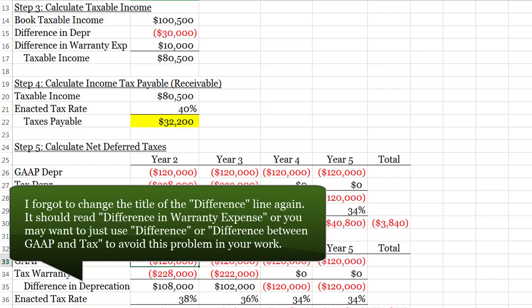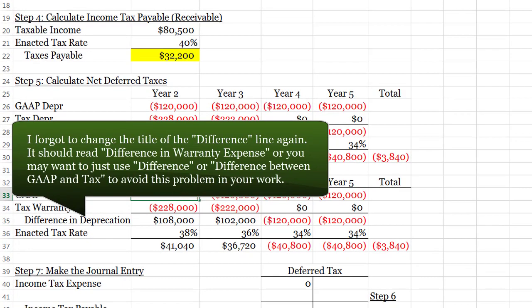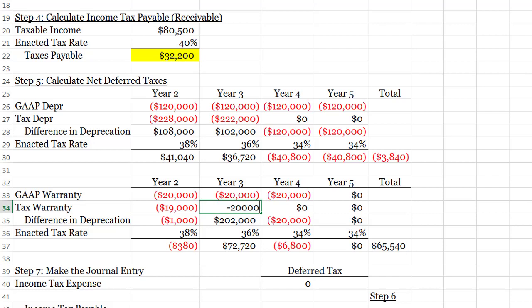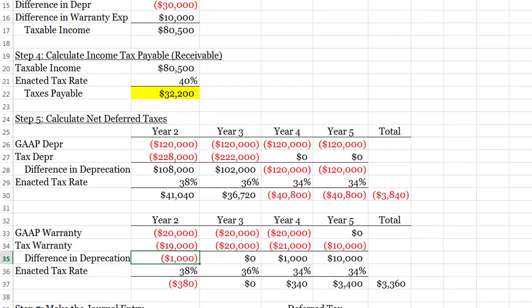Again, we're going to use the numbers given to us in the slide. So for GAAP, it was $20,000 a year through year 4. So 0 in year 5. For taxes, what we actually pay out, so $19,000 in year 2, $20,000 in year 3, $21,000 in year 4, and $10,000 in year 5. And if you look up here, the warranty expense actually increased my taxable income, which means I'm paying more than I think I should, which gives me a deferred tax asset.